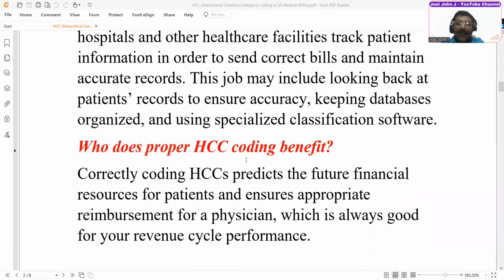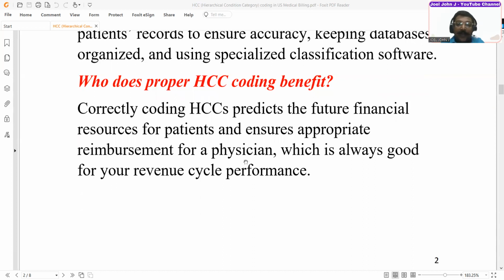How does proper HCC coding benefit? Correct HCC coding predicts the future financial resources for a patient and ensures appropriate reimbursement for a physician, which is always good for your revenue cycle performance.